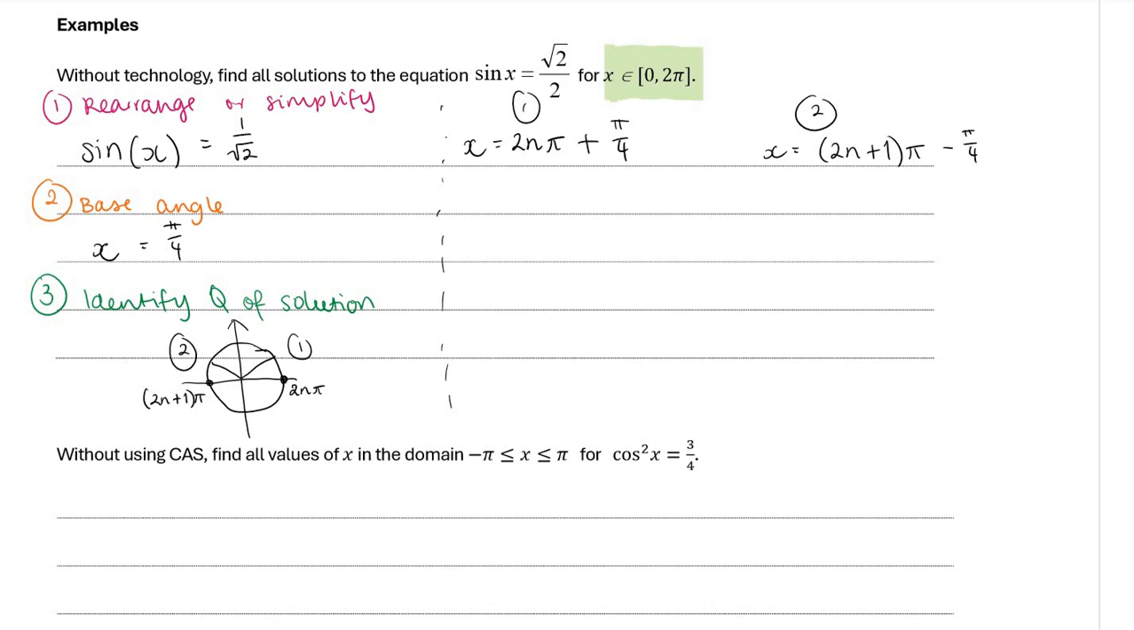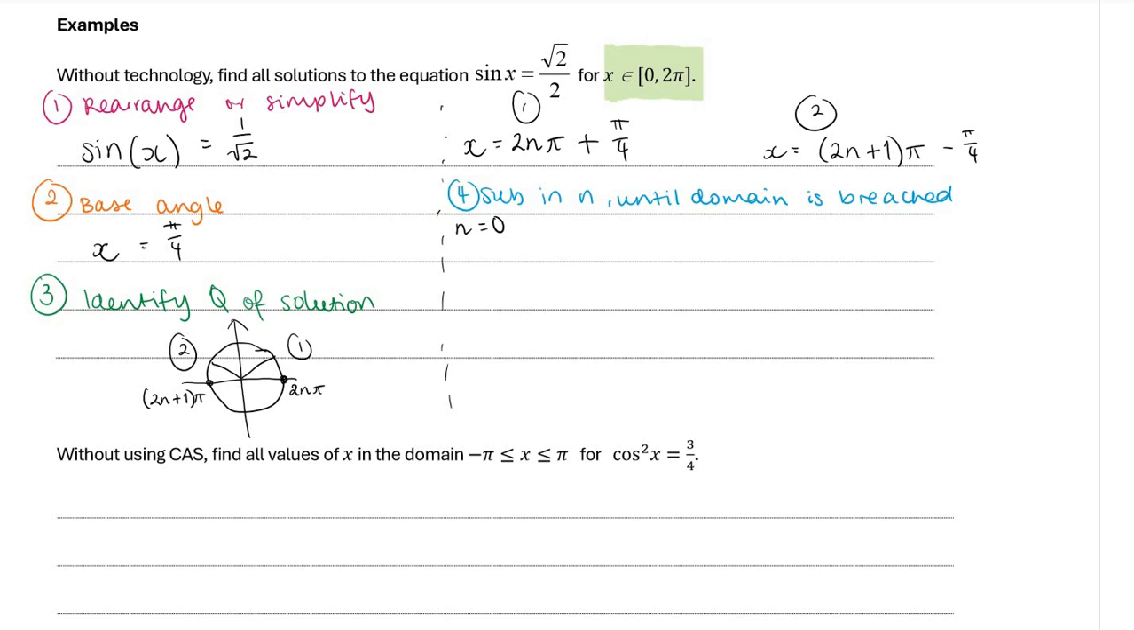Okay? This then leads to our fourth step, which is to sub in values for n until the domain is breached. So in this case, that means if I'm ever below 0 or I'm above 2 pi, in regards to my answers, okay? So let's start by subbing in n equals 0. That's always a really good place to start.